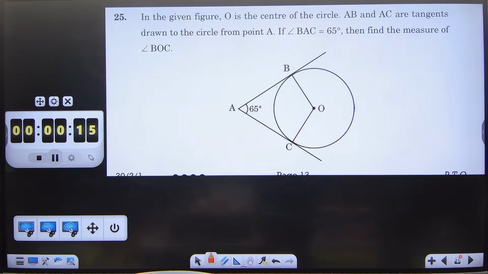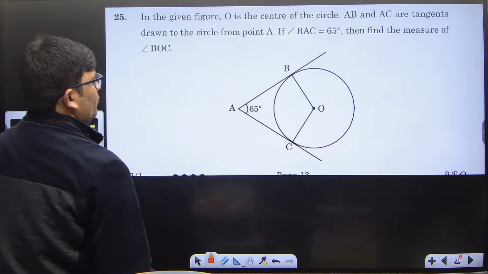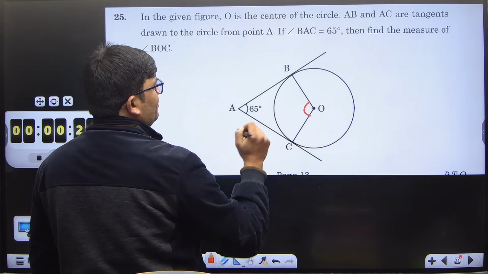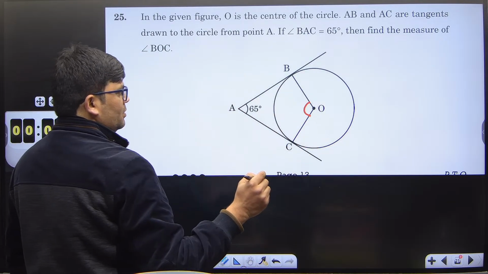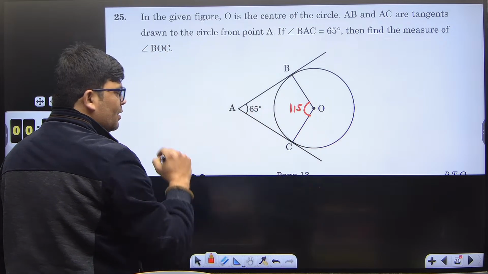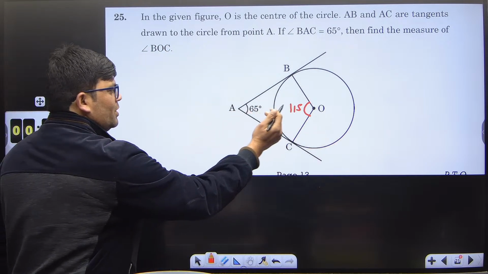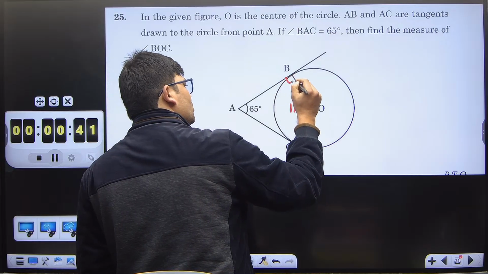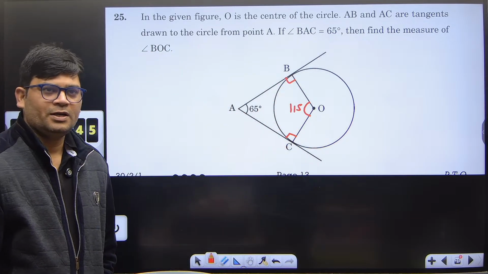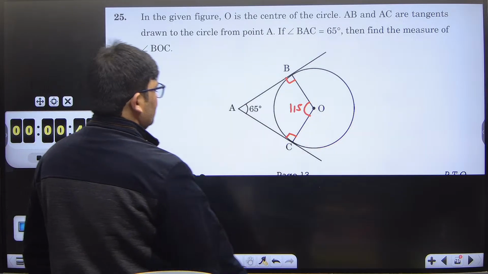BOC बताओ कितना होगा? So 115 degree. 230. Why 230 my dear? 115 degree. They are asking about this angle my dear. They are not asking about reflex BOC. Okay, my bad. So it is going to be 115. Because together these two angles will form 180. Why? Because this and these are 90 degrees. So they are 180. So the rest of the other two angles is also 180. Understood?